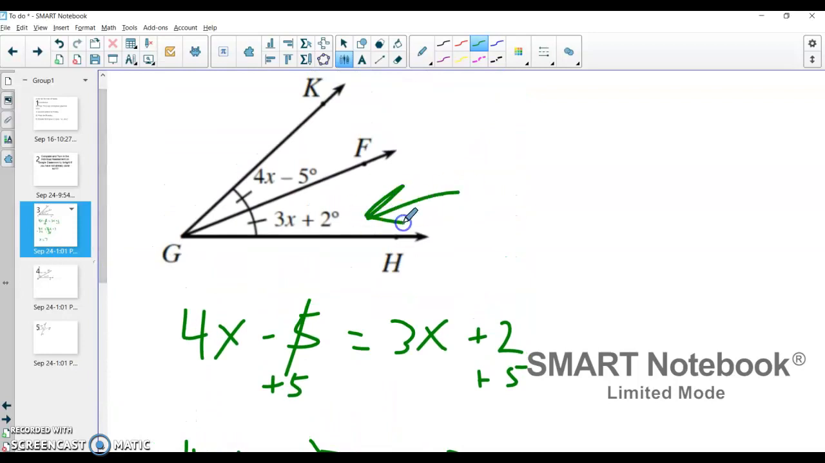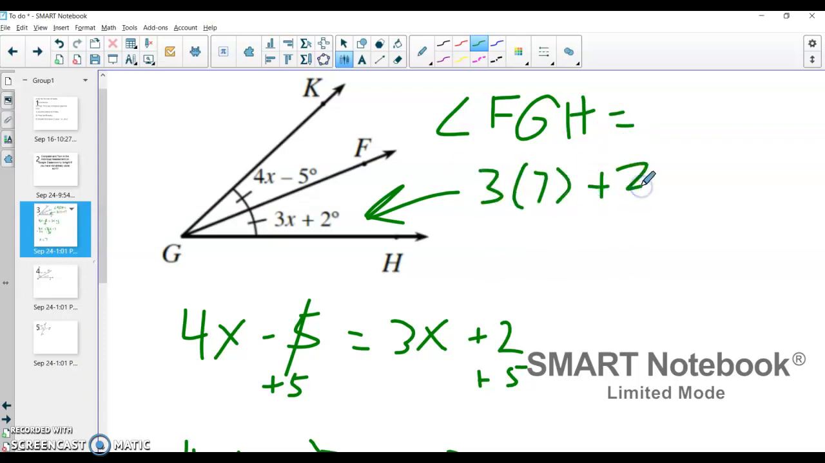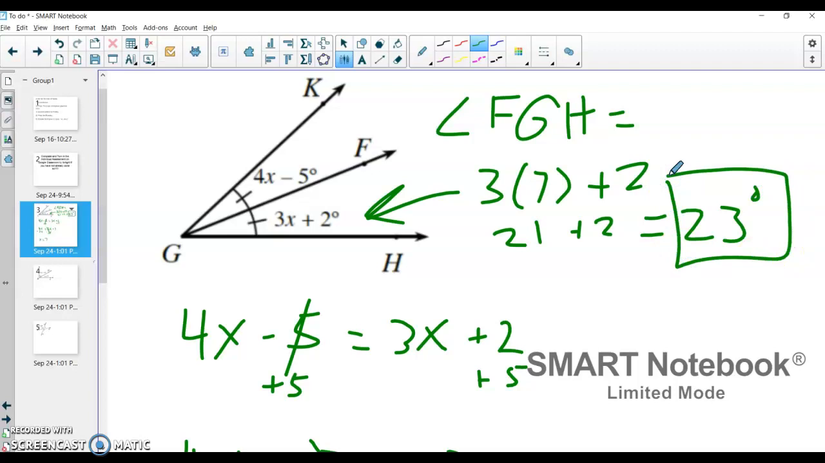Now I need to plug that back in to the angle I want to find. In this case, I want angle FGH. So I do 3 times 7, because that was my x value, plus 2. Well, 3 times 7 is 21, plus 2 gives me a 23-degree angle. That would be my answer for that first part. Now, these are congruent angles, so if I asked you what KGF is, KGF would also be 23 degrees. You could plug in 7 and see that too, but because they're congruent, that's what it would be.